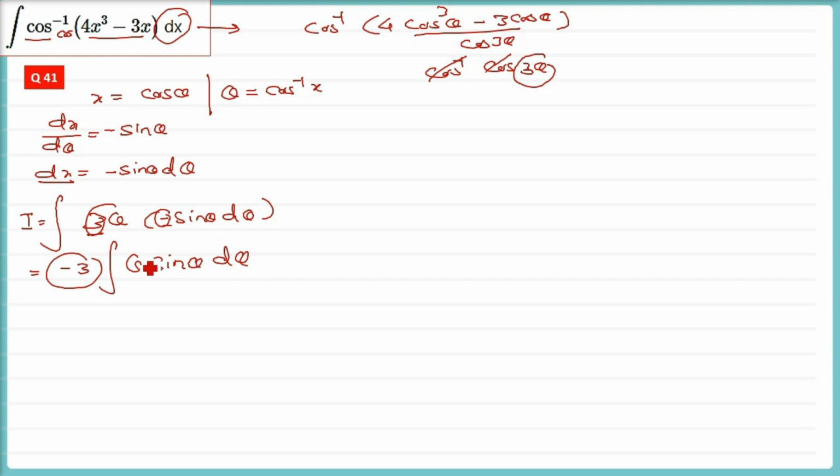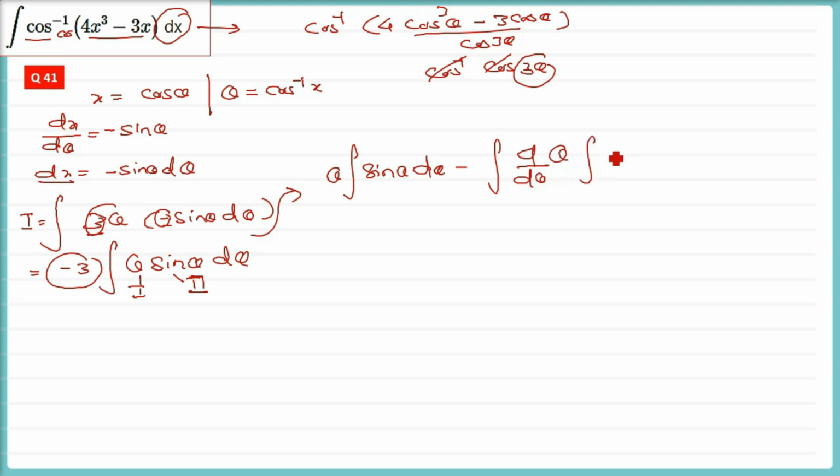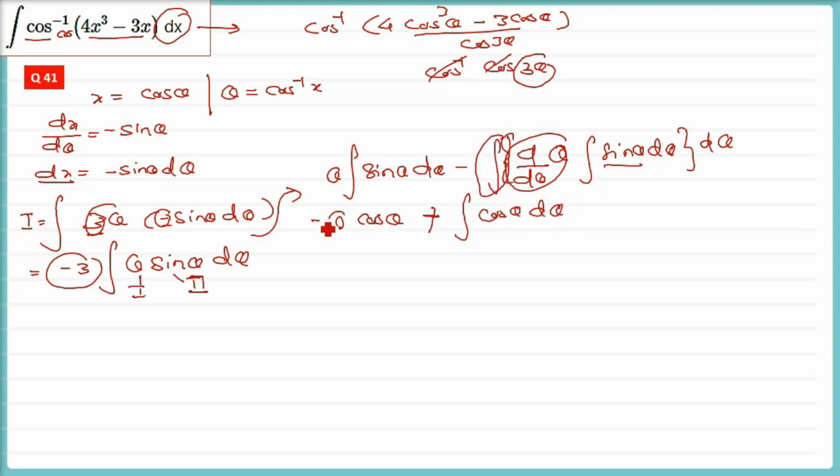Now you tell me which has to be taken as the first function and which one as the second function. Of course, you got it right: theta is the first function and sine theta is the second function. Now let's apply the formula. We have theta times the integration of sine theta d theta, minus the integration of the differentiation of theta times the integration of sine theta d theta. The integration of sine theta is minus cos theta, so I am making negative as positive. D theta by theta will only be 1, so we have to integrate cos theta, and you already know that. So negative theta cos theta, and the integration of cos theta will be sine theta, plus a constant of integration.